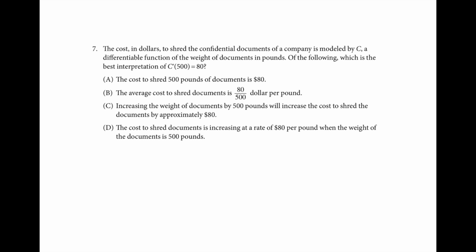So we'll move to D, and it should be the correct answer. D says the cost to share a document is increasing at the rate of $80 per pound when the weight of the document is 500 pounds. So what this says is the definition of the rate of change. So the rate of change equals the derivative. So they gave us the derivative at 500, which is 80. So the correct answer clearly is D.